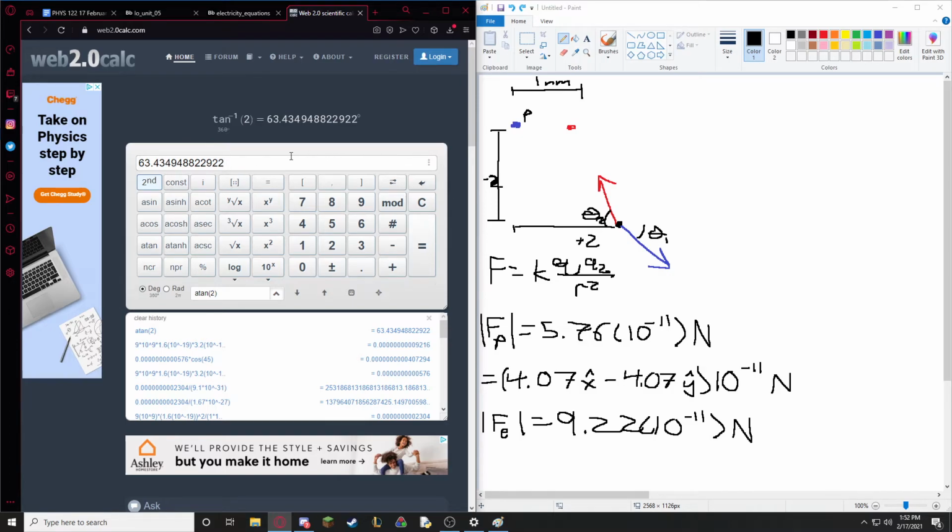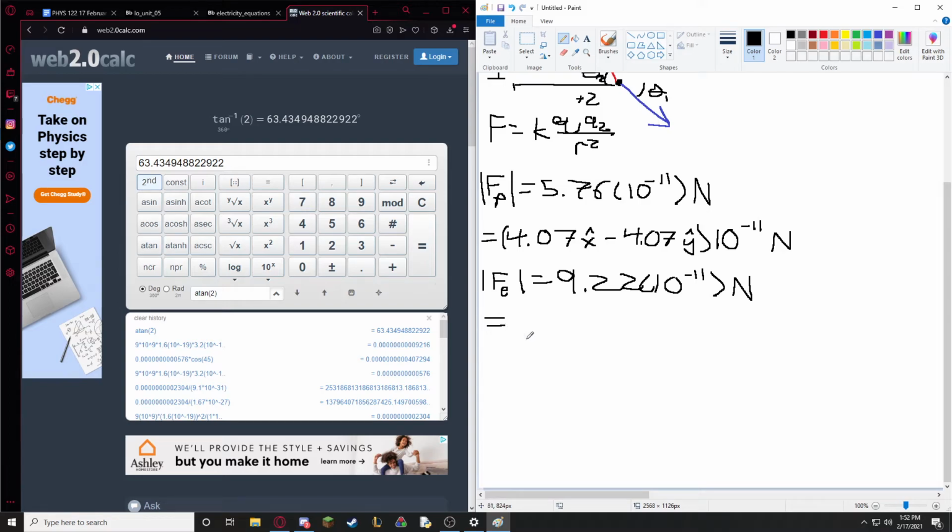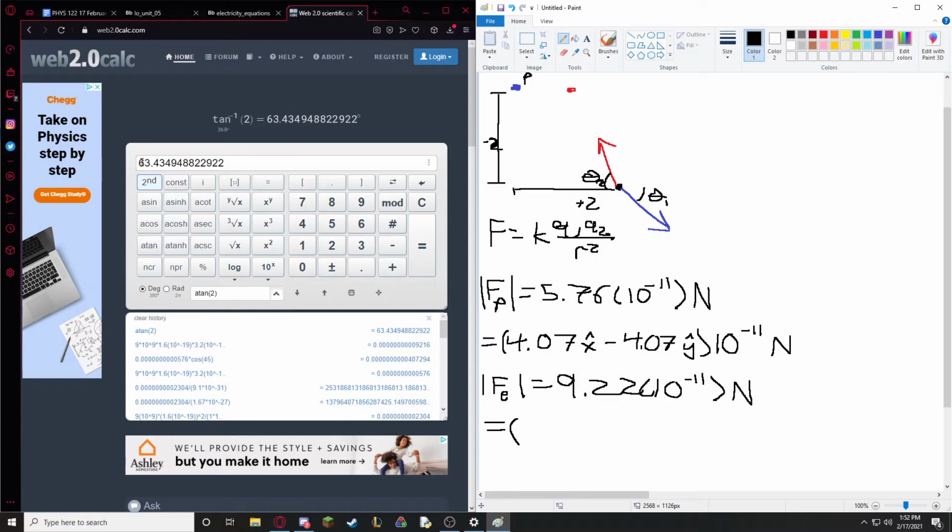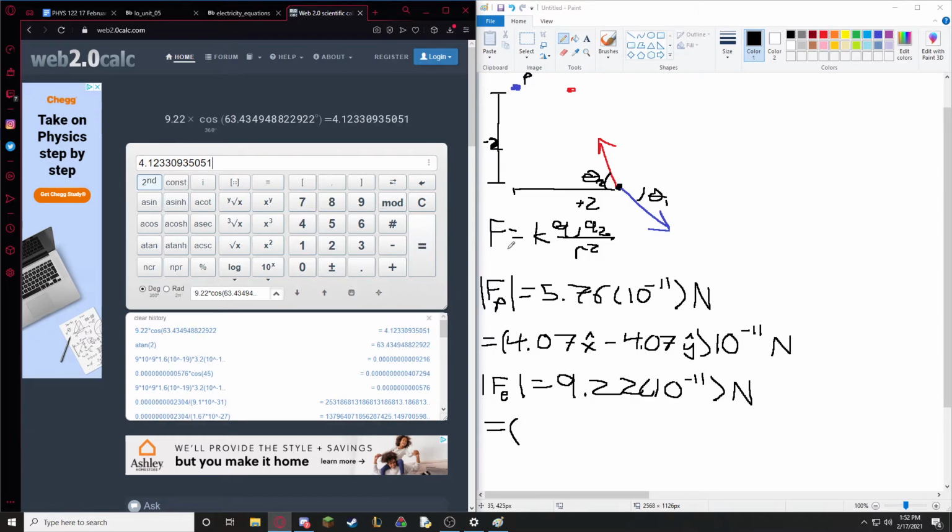And so then we would use this angle, multiply it by the cosine to get the x component, and sine to get the y component, right? So go down here. Start off with our x component. So we have our 9.22 times the cosine of our angle. We'll just throw the 10 to the minus 11 at the end again. Get about 4.12 in the x hat direction.